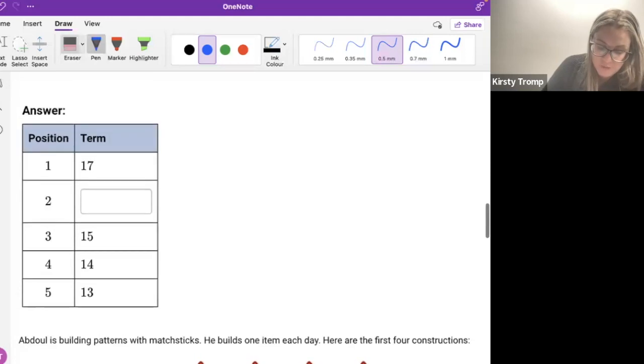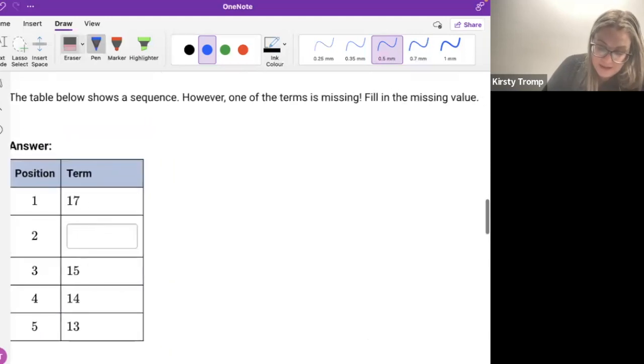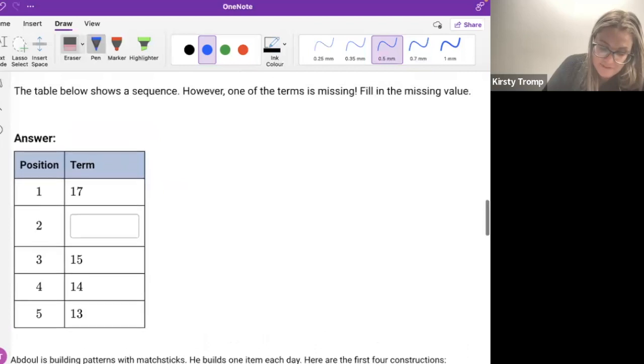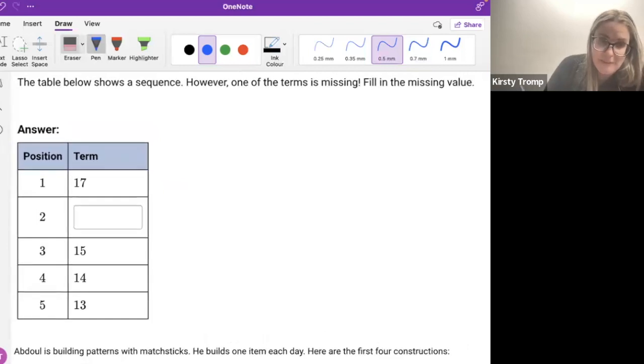Have a look at the next one for me. Again, I'm missing a number. I've got 17, and then I'm missing 1, and then I've got 15, 14, 13. Well done. We are super quick tonight. It's the number 16.